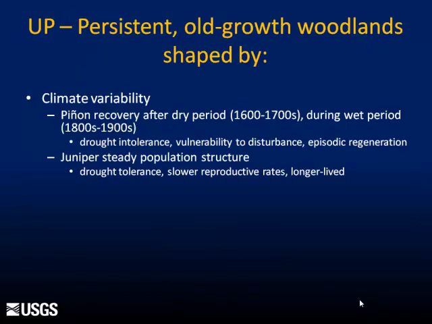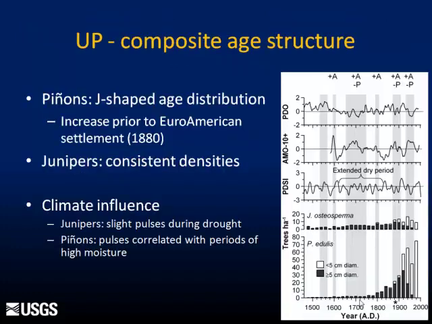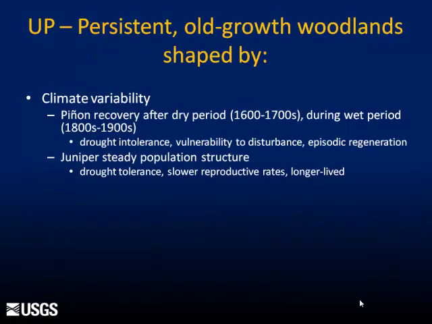So, okay, in summary, what does this mean to restoration? If we were going to use this information, what might be relevant? Well, I think it's important to note that after this sort of extended dry period, when we didn't really have much in the way of extended high moisture periods, we saw a release or a response of the piñon population that probably benefited from additional above average moisture periods in the 1800s and 1900s, as well as the effects of settlement in the late 1880s.